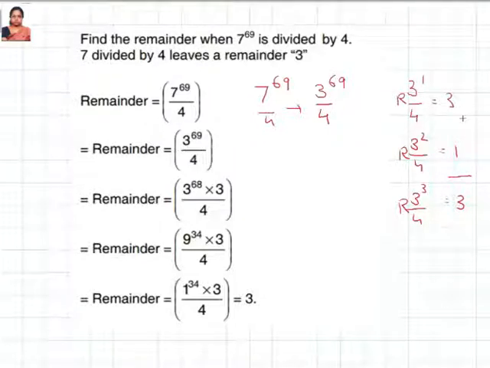As the powers increase, the base is going to repeat again and again, so every time we multiply by the base. 3 into 3 is 9, 9 by 4, remainder is 1. 1 into 3 is 3, 3 by 4, remainder is 3. Again 3 into 3 is 9, 9 by 4 is going to be 1. So you can see it's a cycle of 2, either 3 or 1, and it's based on the power. When the power is odd, it is going to be 3. When the power is even, it's going to be 1. Same thing here also you can see.